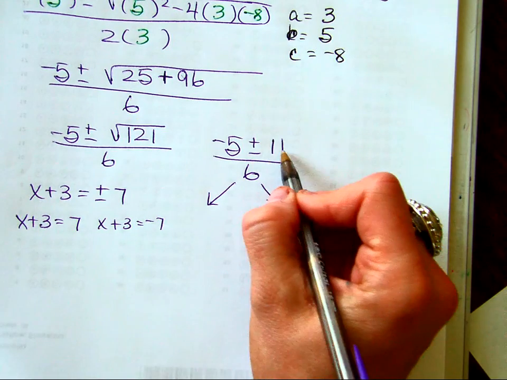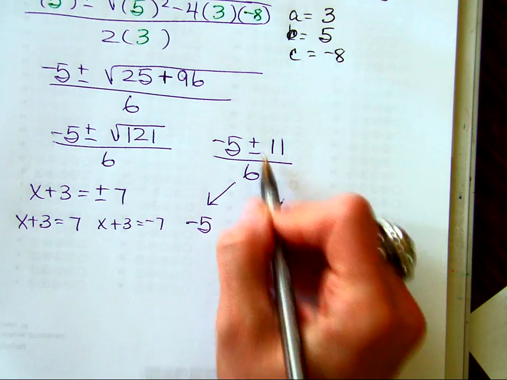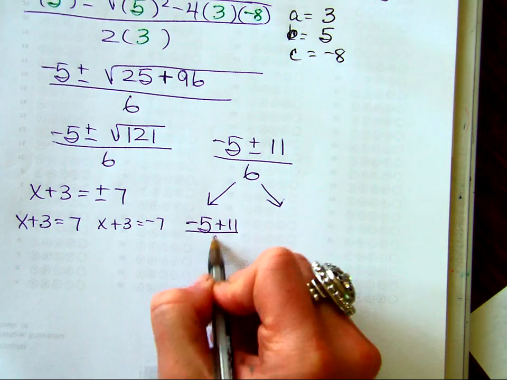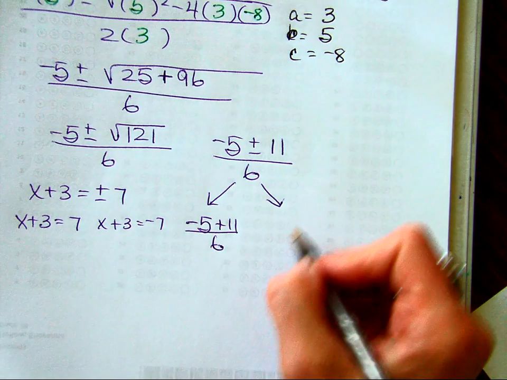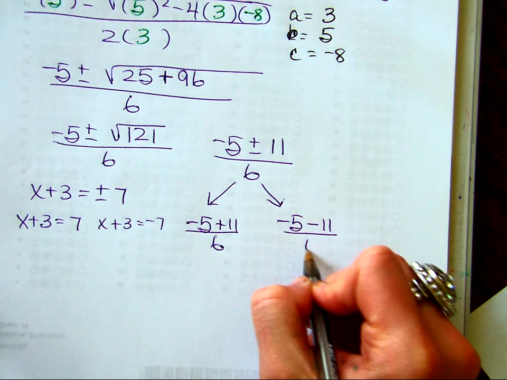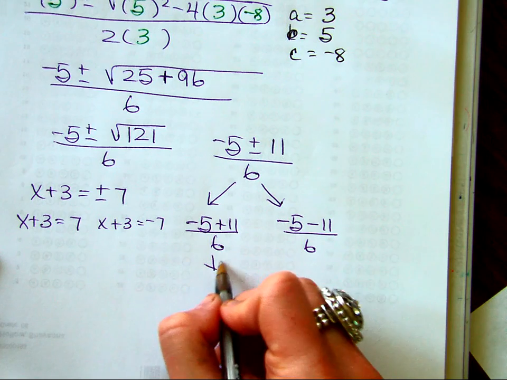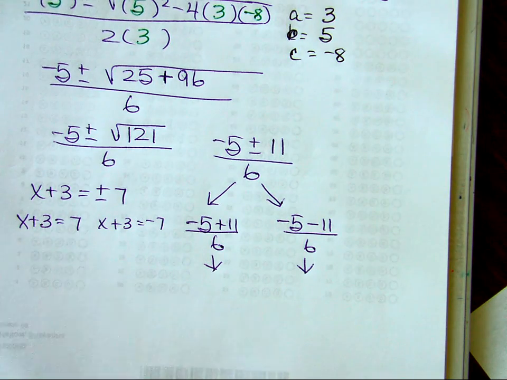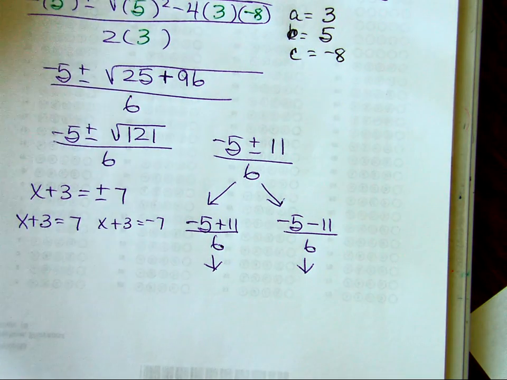And to first do that, that is going to be negative 5 plus 11 divided by 6. And then the next problem you're going to do is negative 5 minus 11 divided by 6. And if you can figure out the answers to these two questions, you will have your zeros.